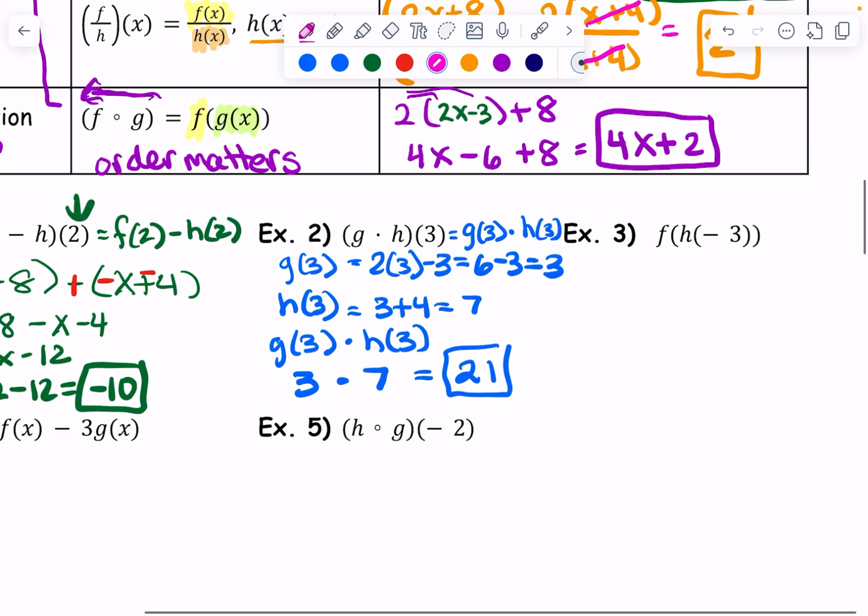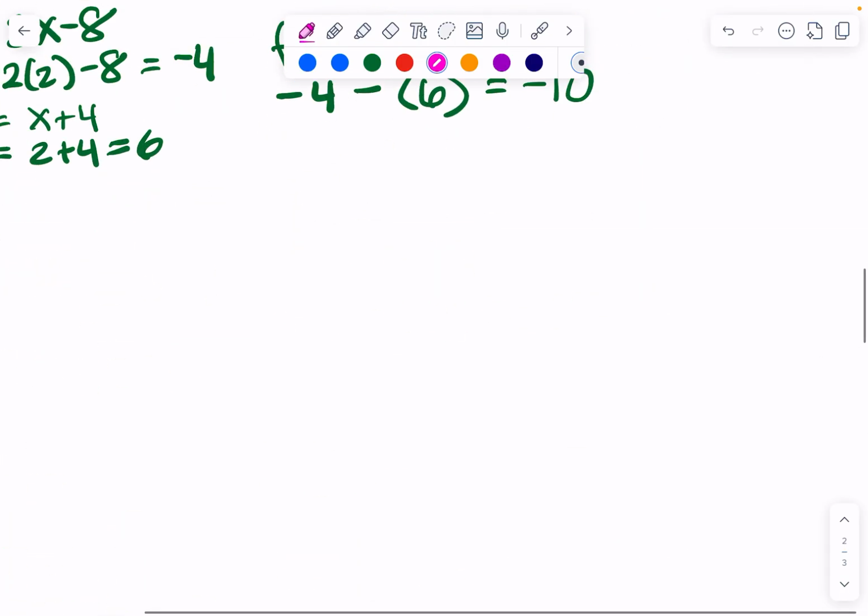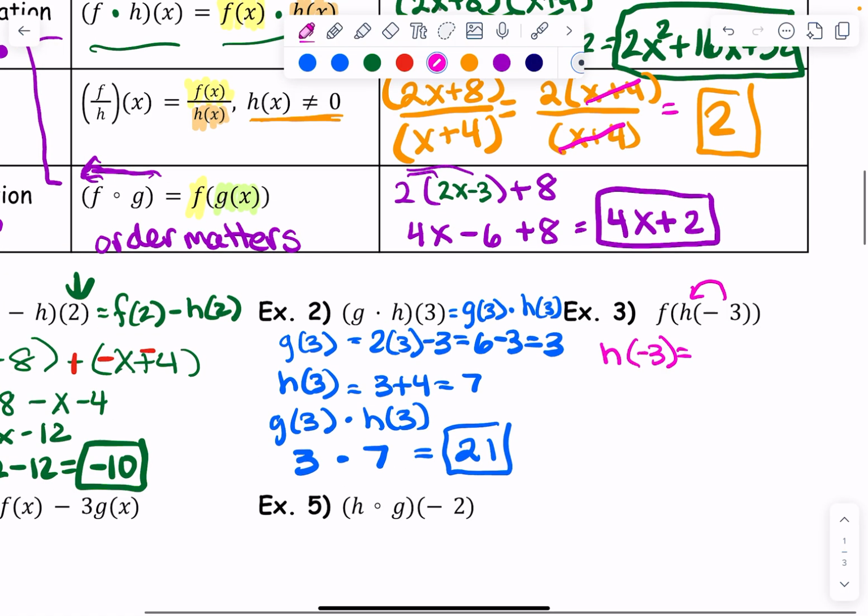Now, the next one, you're going to see that instead of dropping an x in our interior function, we're going to drop a negative 3 into h first. So let's see what happens when we take a negative 3 and we put it into our function h. H is x plus 4. So this is negative 3 plus 4, which is just 1. So now this part right here is going to be replaced with a 1.